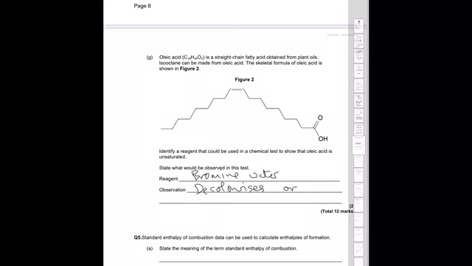So it decolorizes the orange bromine water.